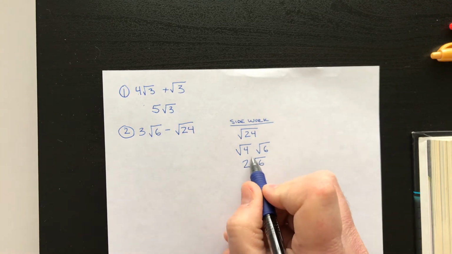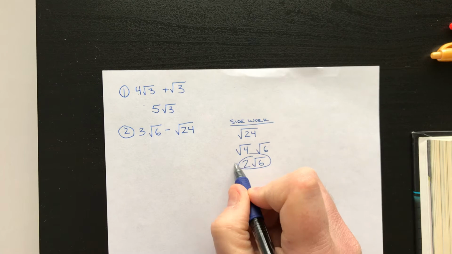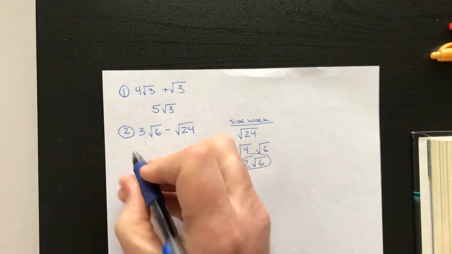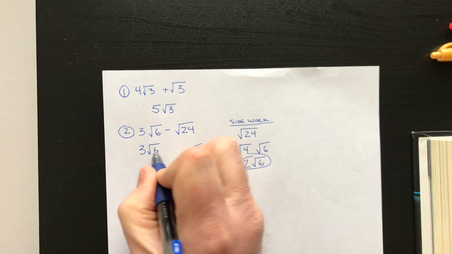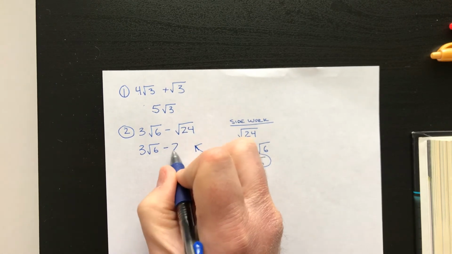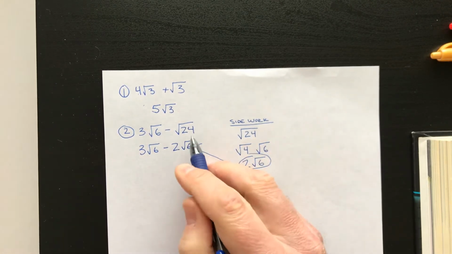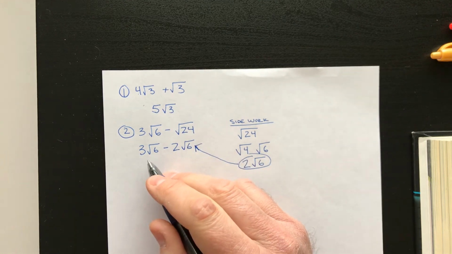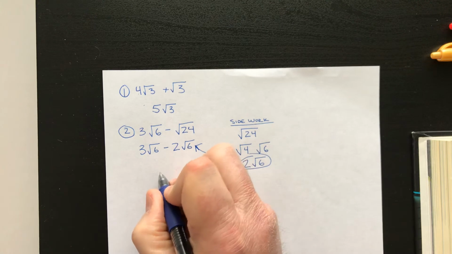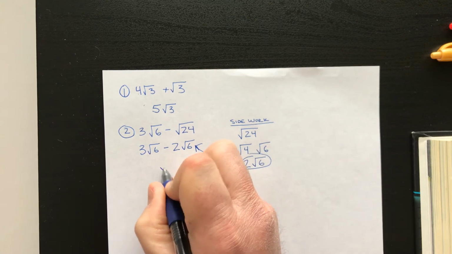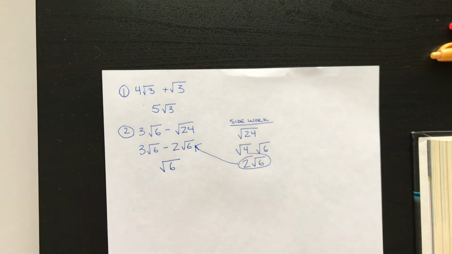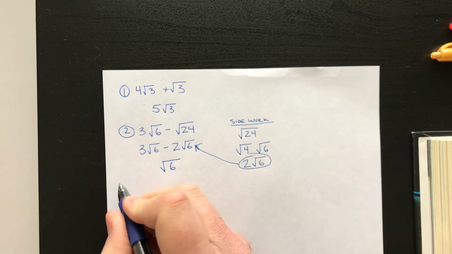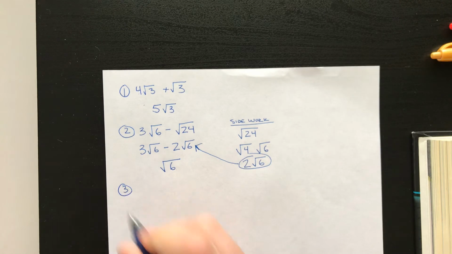So now I have this root 6 here and this root 6 over here. I'm going to just take this and put it over here for the 24. So now I have 3 root 6 minus 2 root 6. That's after simplifying this. So 3 root 6 minus 2 root 6 is 1 root 6, or just root 6. So that would be your final answer, square root of 6. Let's look at number 3.